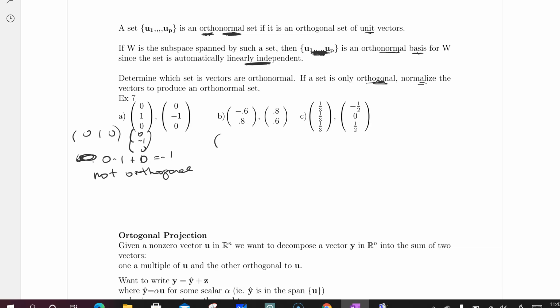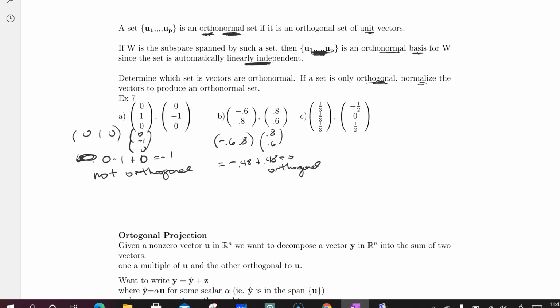Okay, so let's do this one. So -0.6, 0.8, 0.8, 0.6. This does give me -0.48 plus 0.48. This gives me 0. So they are orthogonal.